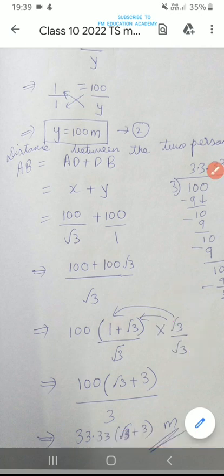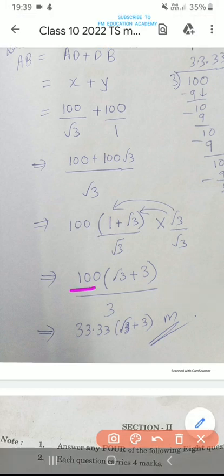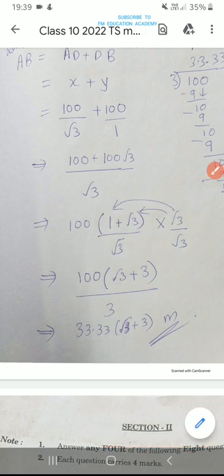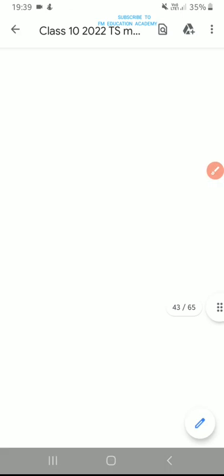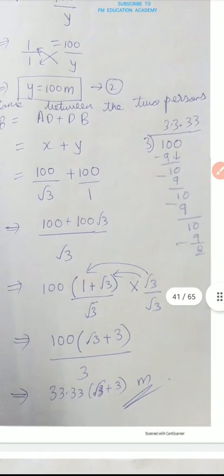So if I want to rationalize the denominator, I am going to multiply this with root 3 by root 3. So it becomes 100 into root 3 into 1 is root 3 plus root 3 into root 3 is 3, plus again root 3 into root 3 is 3. So I am dividing 100 by 3 here. If I divide 100 by 3 here, I will get 33.33.